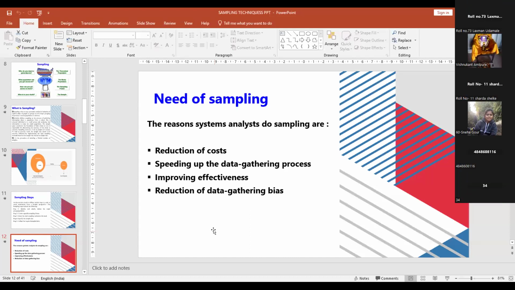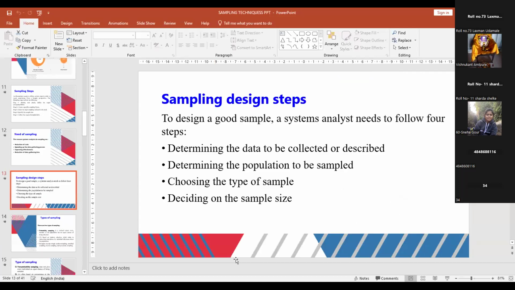Sampling design steps. If we go through the sampling design, what are the steps to keep in mind to design a good sample? A system analyst or research scholar needs to follow and focus on these steps. Determining the data to be collected or described, for whom we want to collect the data, and how we can describe it. Another one is determining the population to be sampled.